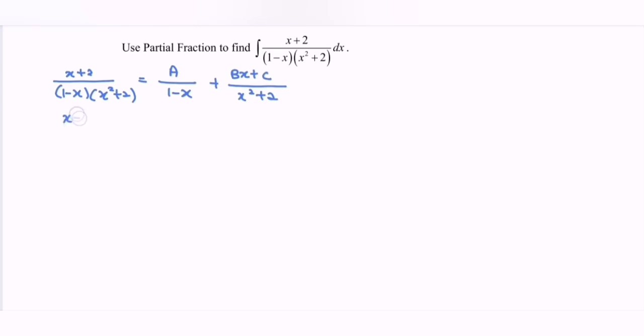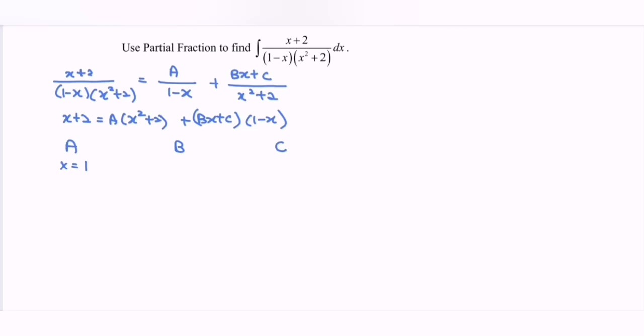So x + 2 is equal to A(x^2 + 2) + (Bx + C)(1 - x). Kindly focus on A, B, and C. In order to eliminate B and C at the same time, x would be 1, so that B and C can be eliminated because 1 - 1 gives 0.